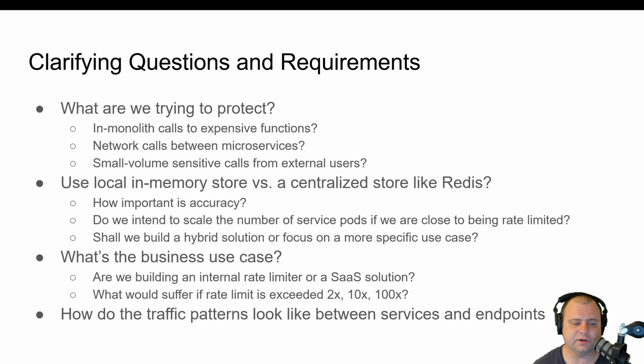And then it's usually asked for staff level or above, but people may look into the business use case. You need to ask questions like, is it an internal rate limiter or some SaaS solution, for example, or are we building some system like Istio for service mesh and the rate limit is a part of it? And what would suffer if the rate limit is exceeded 2x, 10x, 100x?